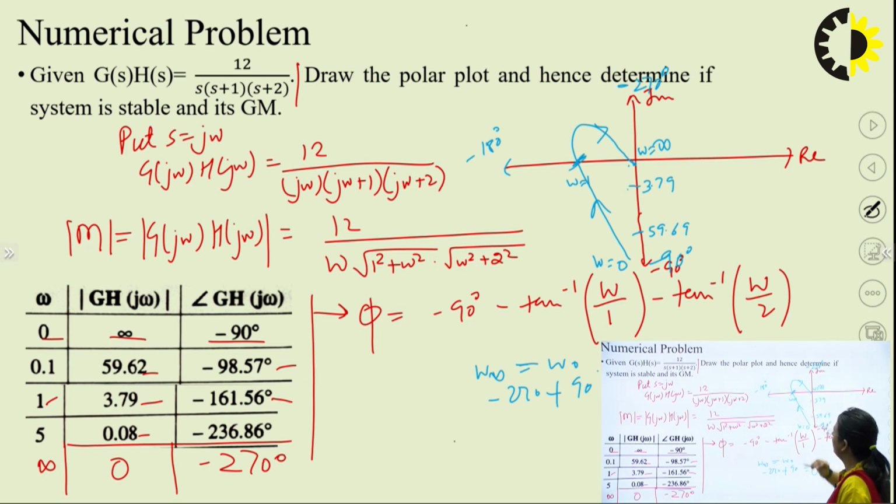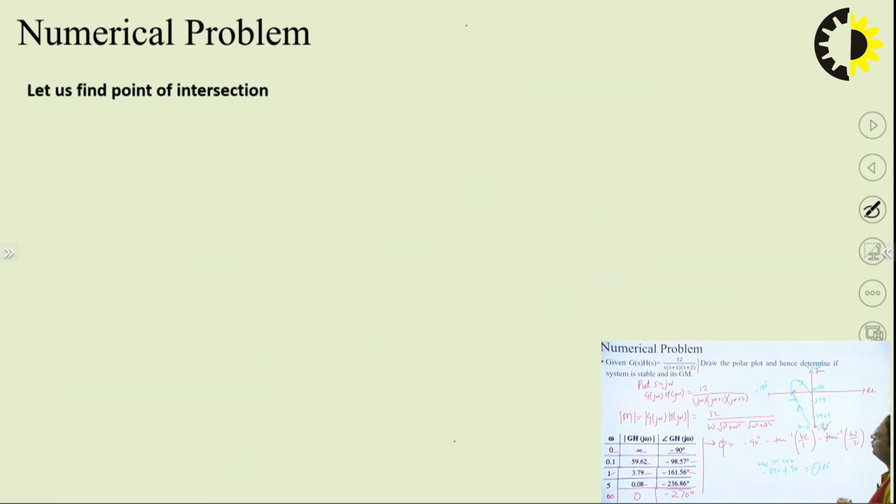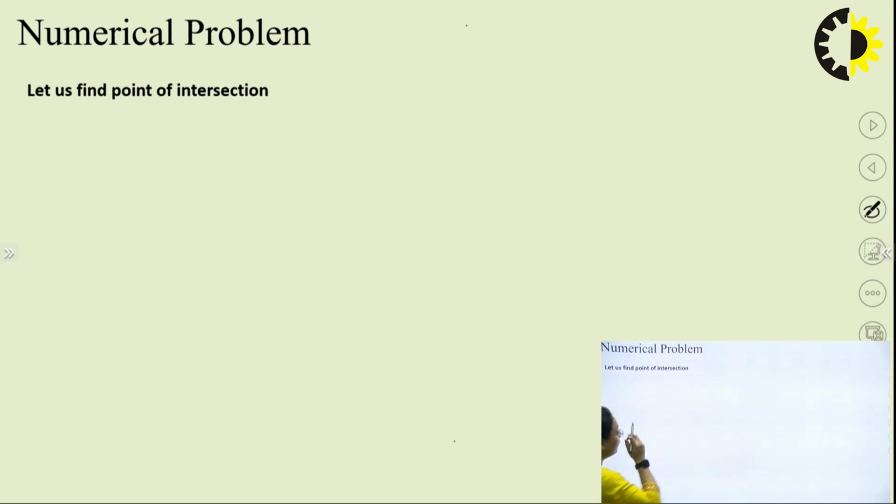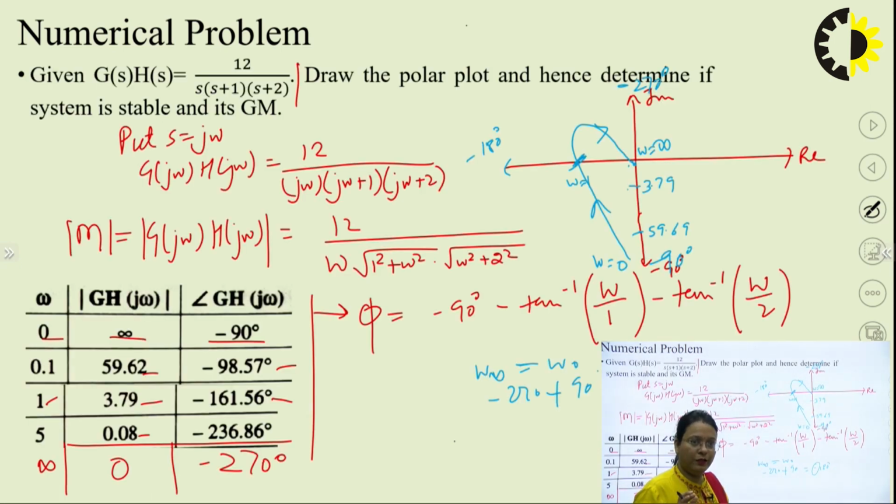Now, I have to find this point of intersection, right? The point of intersection will be found only when I rationalize and separate the imaginary and real parts. First of all, rationalize G(jω)H(jω), then separate the imaginary and real parts. Since it is cutting on the real axis, put the imaginary part equal to 0. The value which you get will be ω equals ω_pc. Put that ω_pc in the real part, and you will get the magnitude in that case.